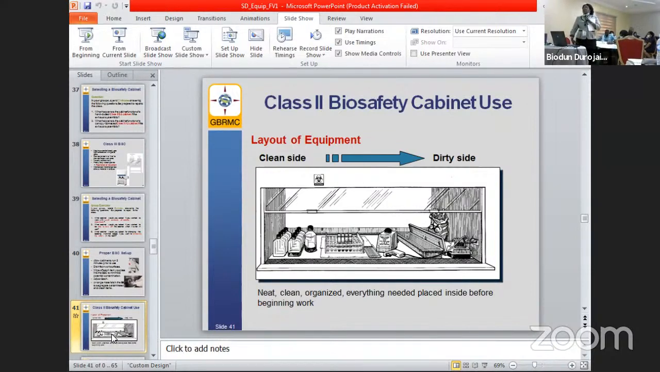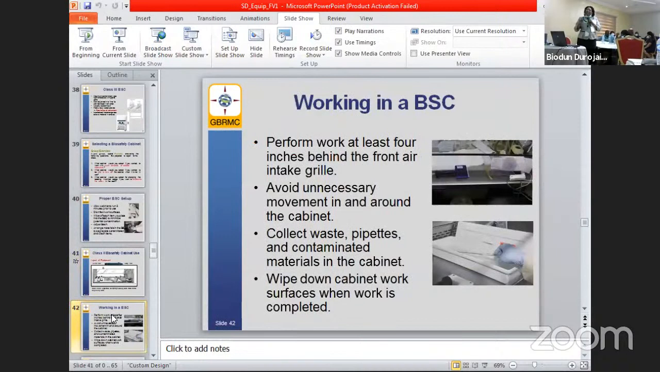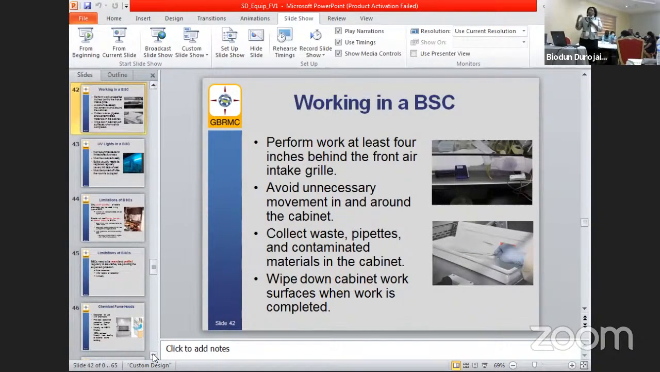So working in a BSC, perform work at least 4 inches behind the front air intake grill. You know the grill, once you open it, you can see some openings. So you have to perform the work at least 4 inches behind the front air intake grill, so that you don't cover this grill. Avoid unnecessary movement in and around the cabinet.